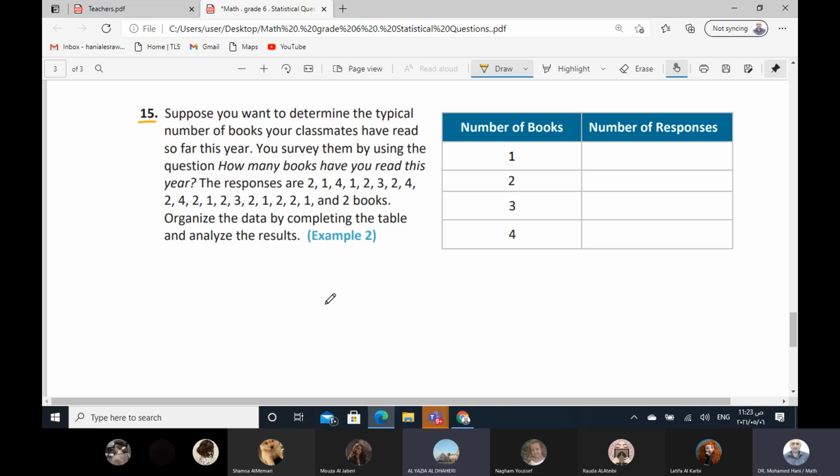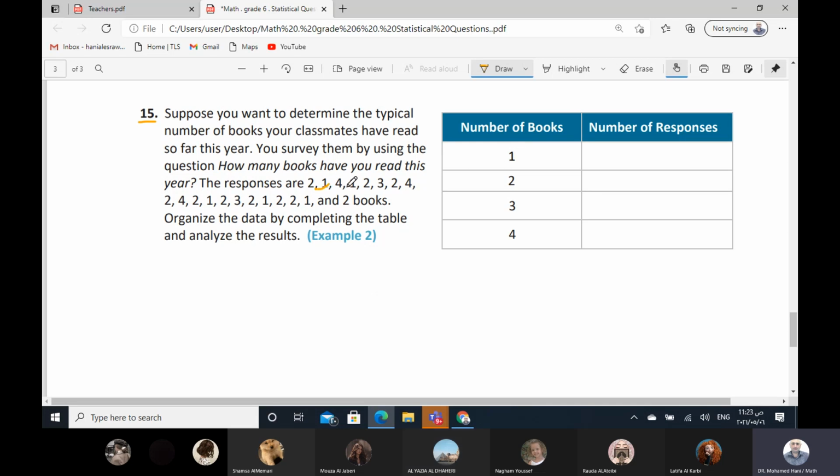Organize the data by completing the table and analyze how it varies. Thank you. Okay, number 1 here.